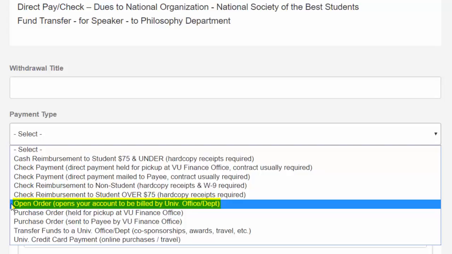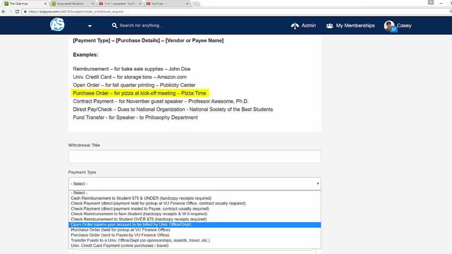Open orders are also often used for copy services or just about any on-campus service where the money will be transacted electronically. With an open order, you can make an estimate for what you think you'll be charged, but then afterwards, when the actual amount is billed to your account, you'll want to take note of any unused funds that were initially allocated in your open order. The next type of payment that is commonly used is the purchase order.